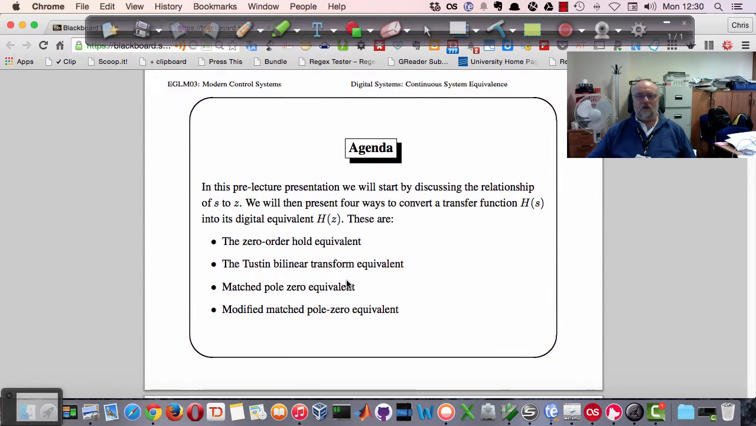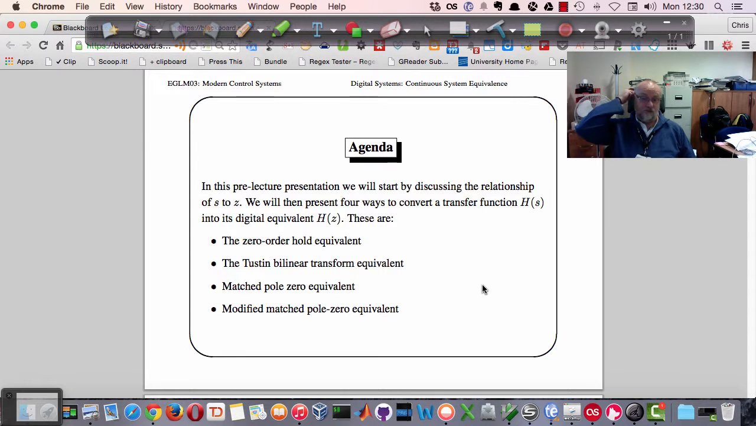These are the topics I want to cover briefly in this pre-class presentation, and we'll do some examples in the class. But first of all I want to talk about how we represent S and Z, how they're related to each other, and then go on to talk about equivalence, or ways of producing equivalence. There are a number. These are the ones that I want to cover.